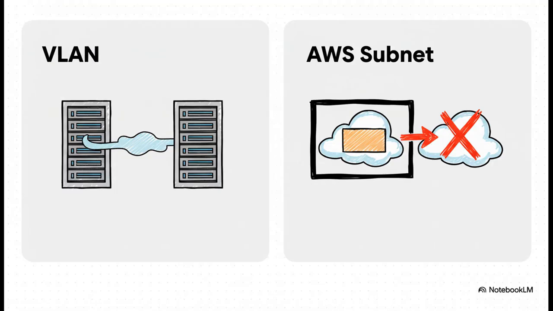Now, this slide here highlights one of the biggest initial hurdles. In your data center, you can stretch a VLAN across multiple racks, maybe even across buildings, right? Well, in AWS, a subnet, which is its closest equivalent, is strictly, and I mean strictly confined to a single availability zone. You absolutely cannot stretch a subnet across AZs. And that has huge implications for how you design for high availability.